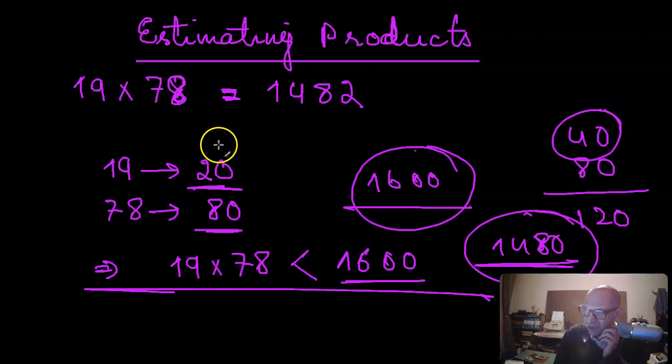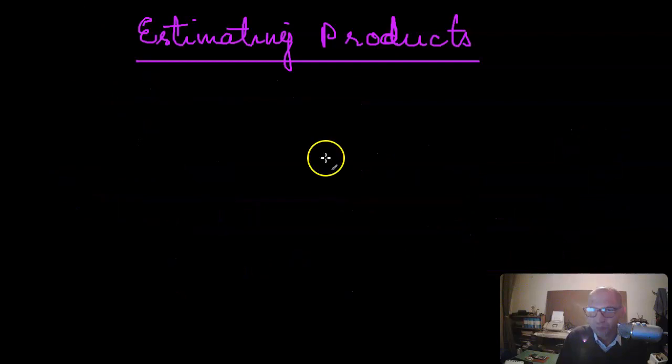Secondly, that's all about 19 and 78. That's just one example. Now another two numbers multiplied together would be, for example, 63 and 182.